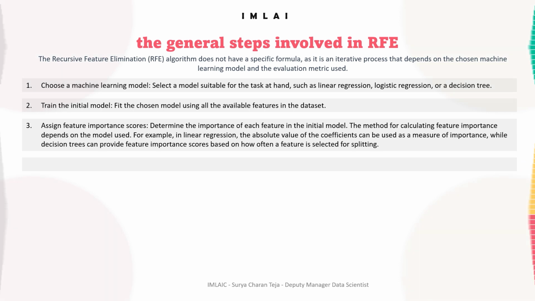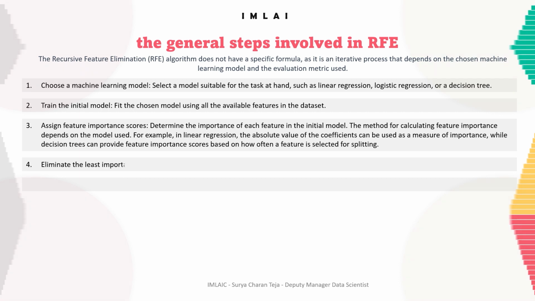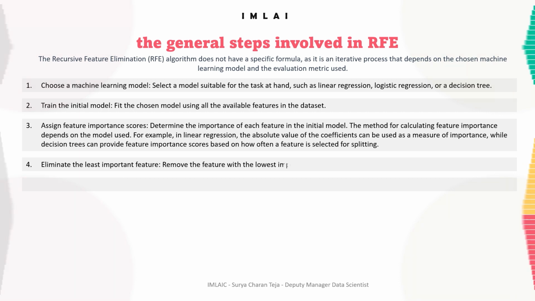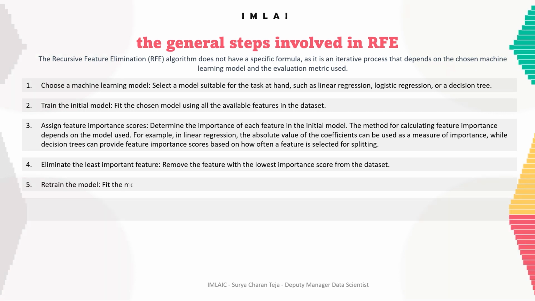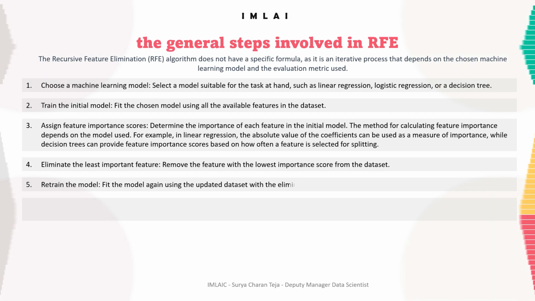Remove the feature with the lowest importance score from the dataset. Then retrain the model: fit the model again using the updated dataset with the eliminated features removed. Once you retrain the model, now we will evaluate the model performance.